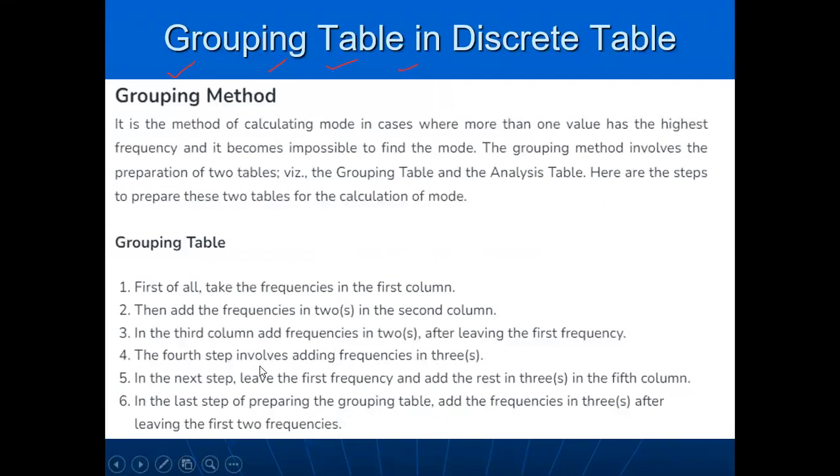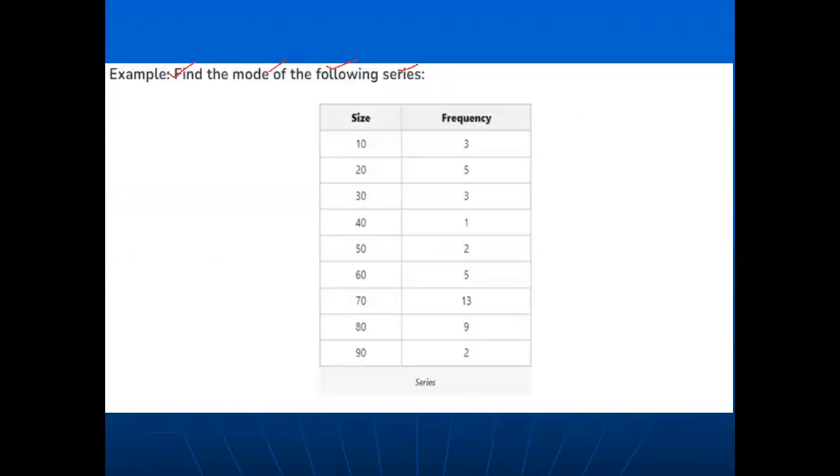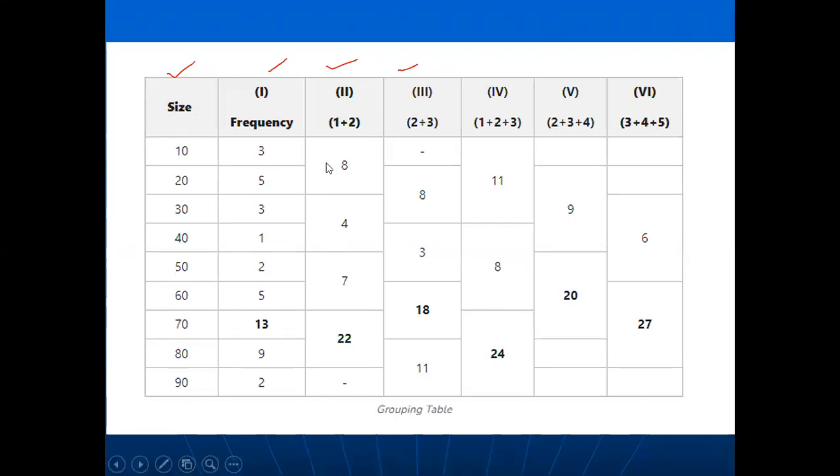Now the fourth column involves adding frequencies in threes. This time we have to take three at a time. So 3, 5, and 3 becomes 11. 1, 2, and 5 becomes 8. 13, 9, and 2 becomes 24. That is how you get the fourth column.